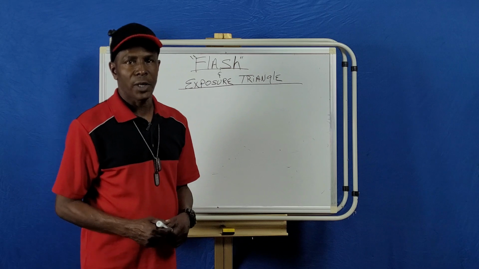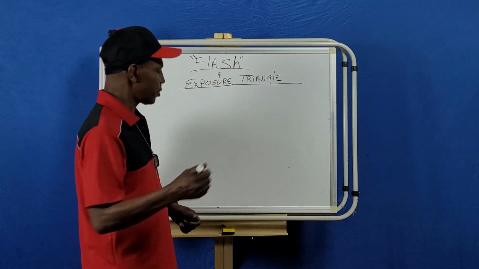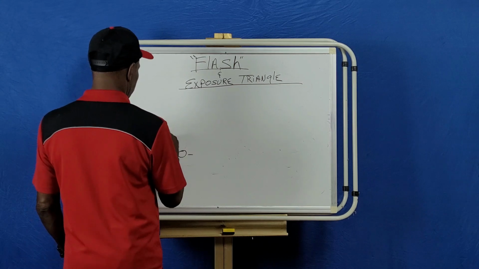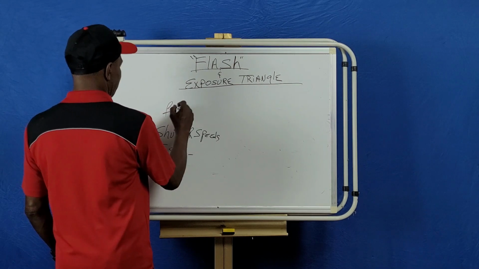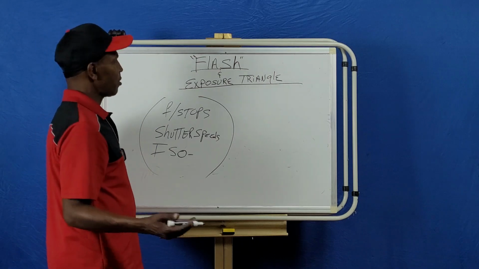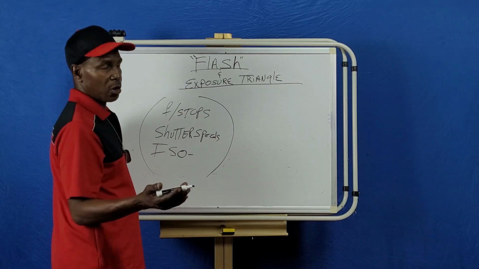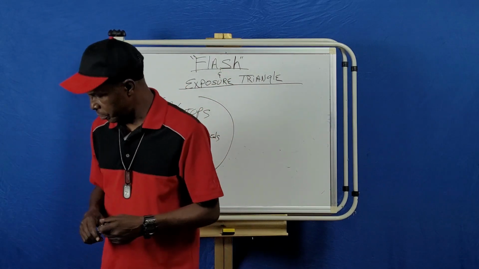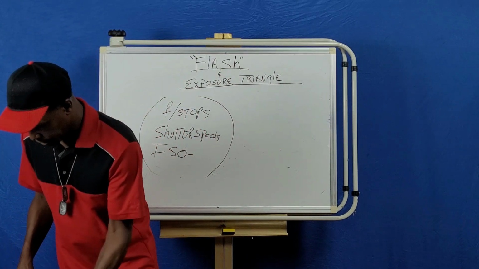All right, first of all, what is the exposure triangle? Your exposure triangle is your ISOs, your shutter speeds, and your f-stops. So this is the exposure triangle. We're going to write them down on the board, and then I'm going to show you how to incorporate flash with it. So I just wanted to talk about some things.